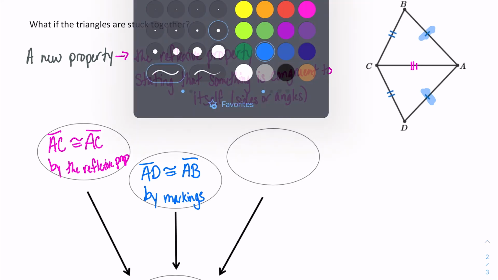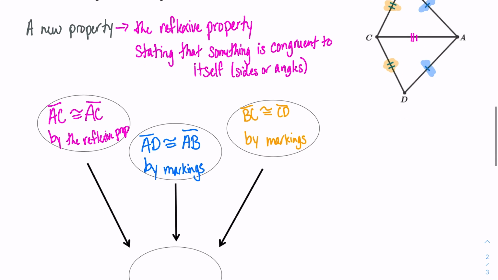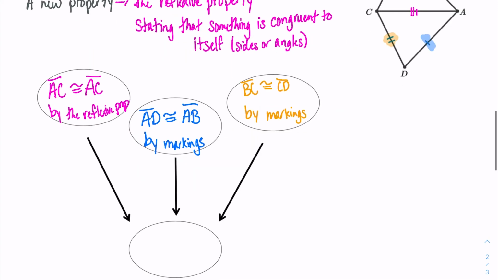And BC and CD are congruent to each other also by the markings that were given. So now in this diagram, I have said a set of sides are congruent, a set of sides are congruent, and a set of sides are congruent. So all three sides of these two triangles are congruent to one another. Therefore, these two triangles are congruent to one another.